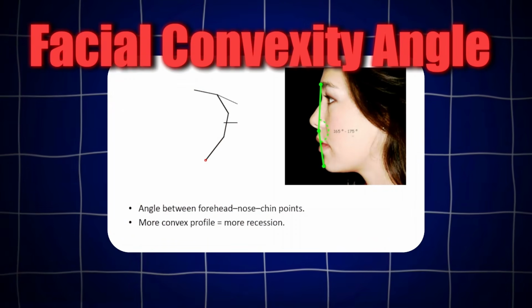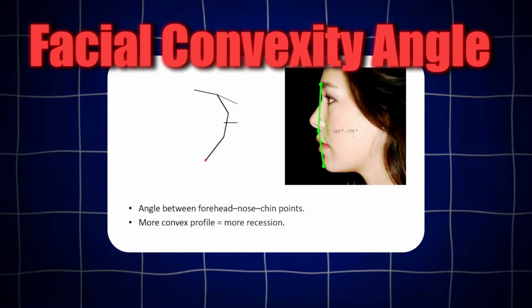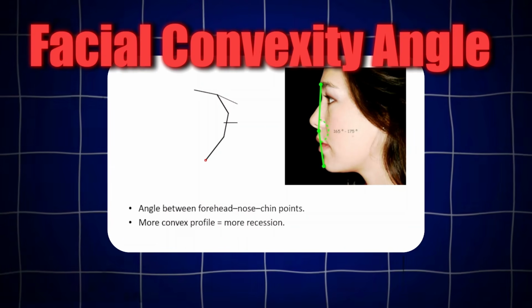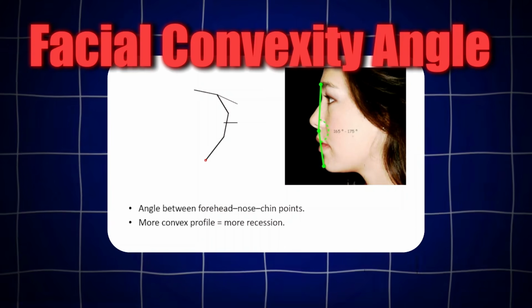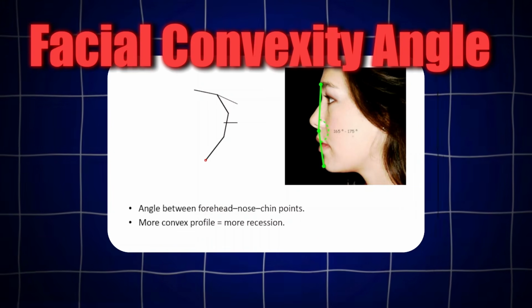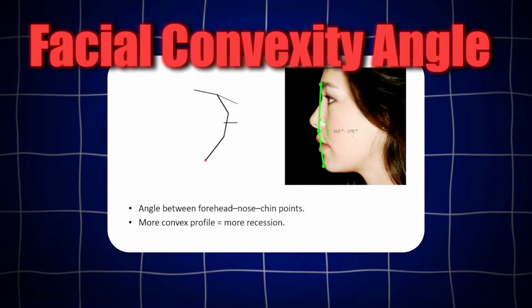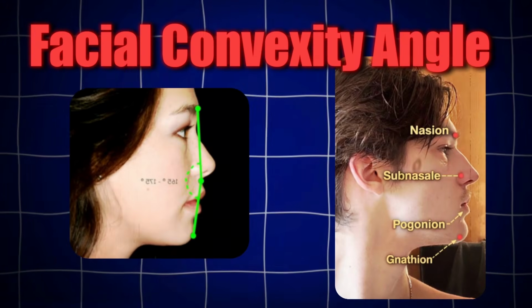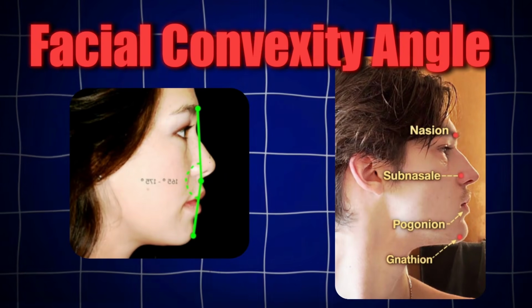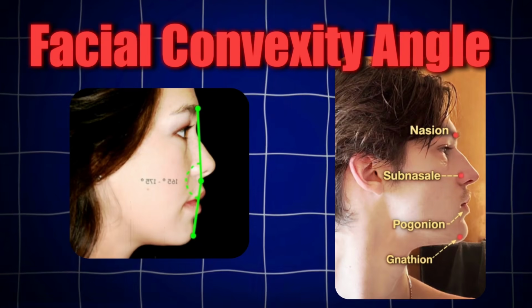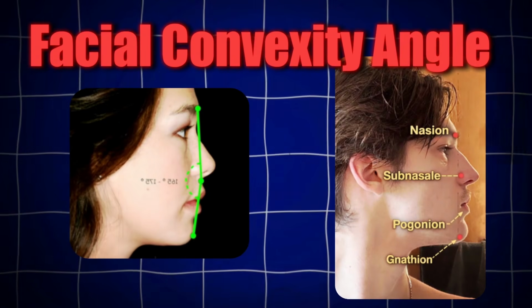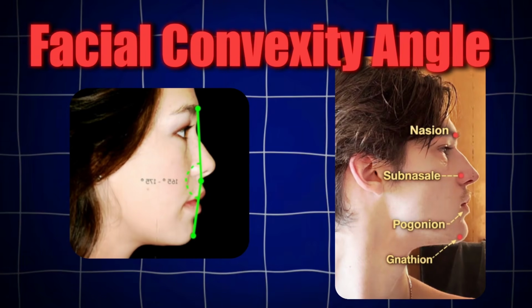And this is going to be mostly a jaw recession method. All we're going to do is take an angle between the forehead to the nose, to the chin point. So essentially, we go back to our landmarks, we're looking at the nasion, to the subnasale, to the gnathion. So those are essentially the three marks that we're hitting. And the more convex the profile, guys, the more recessed it is. So that's an important thing to keep in mind with this measurement method.